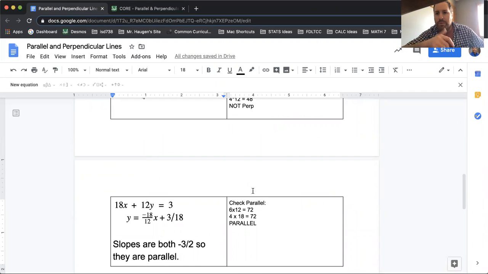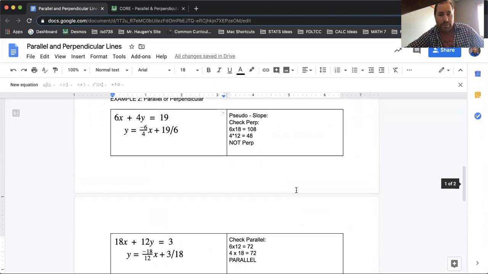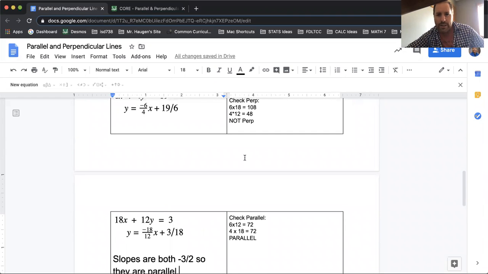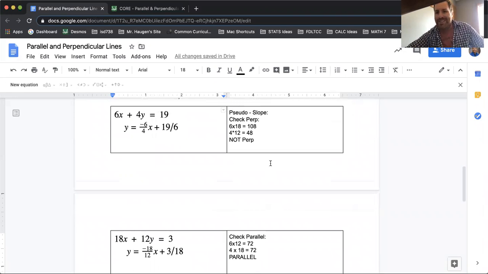So that's how you can check whether lines are parallel or whether they're perpendicular. I don't care which option you use. This one probably makes a little more sense. This one is a way that does work out, but you sort of lose some of that understanding of why it works so well.